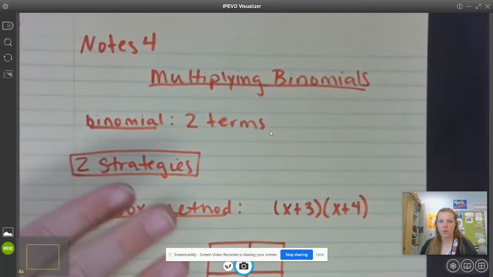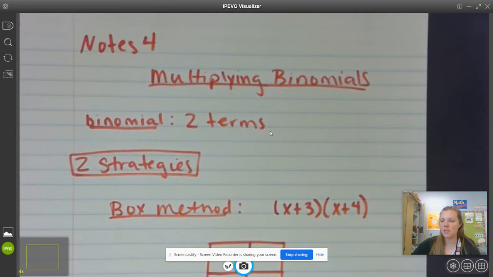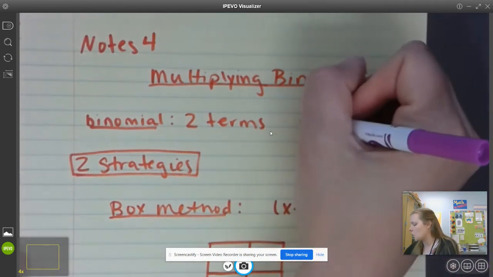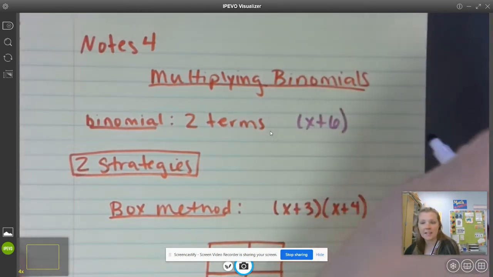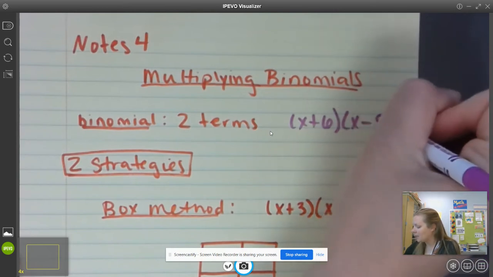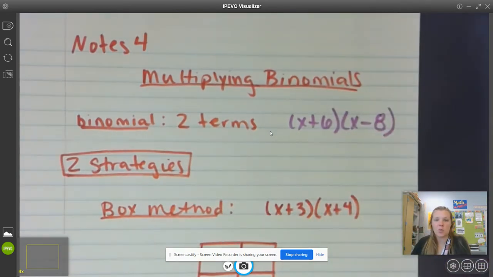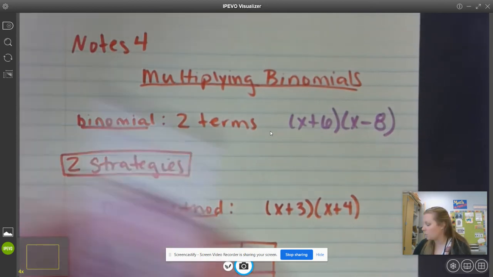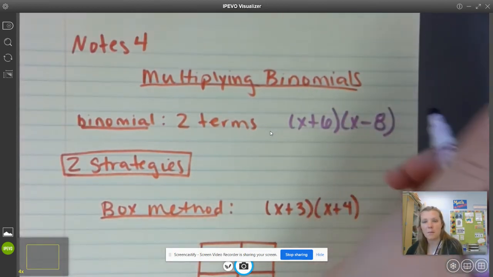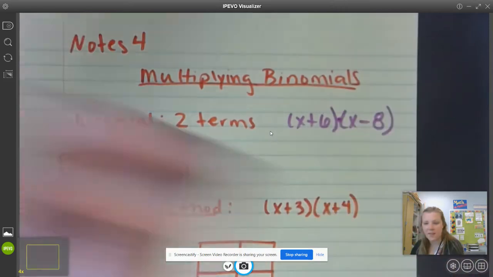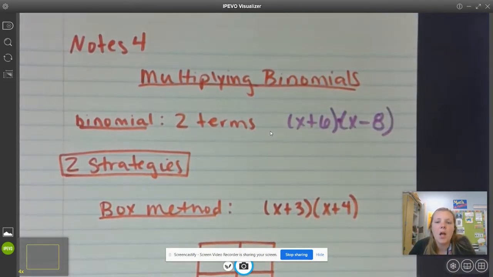Today we're going to take notes on multiplying binomials. If you remember, a binomial is anything with two terms. So x plus 6, that's a binomial, and x minus 8, that's a binomial. And so when we're talking about multiplying binomials, we're just going to be multiplying them together. And remember, when two things are next to each other with parentheses, it means to multiply. We have been practicing how to add polynomials and subtract polynomials, and so this is the next topic, multiplying them.